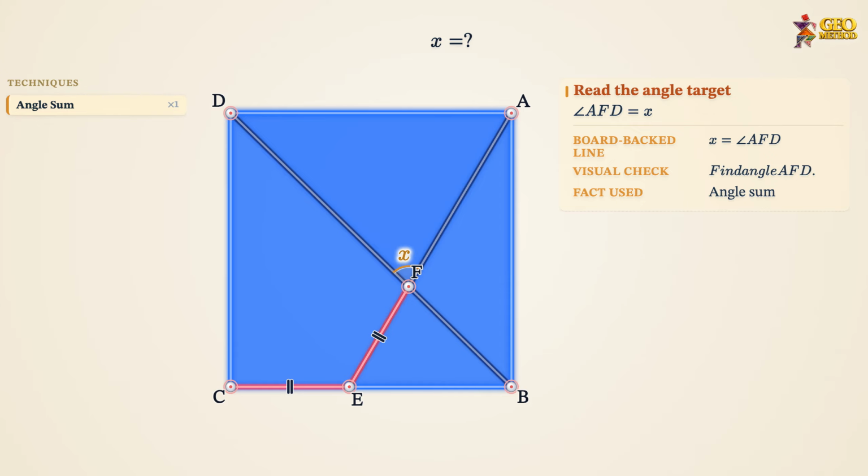Today, we are solving another interesting geometry problem. Here is today's challenge. Can you find the value of angle x? Take a moment to study the figure. Then let us uncover the key geometric ideas that make the solution click.